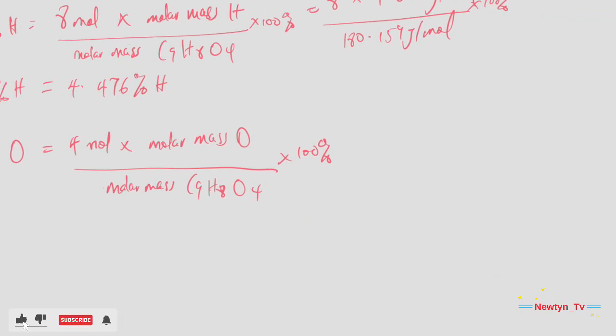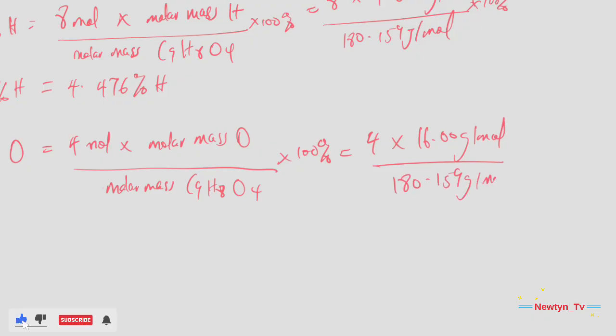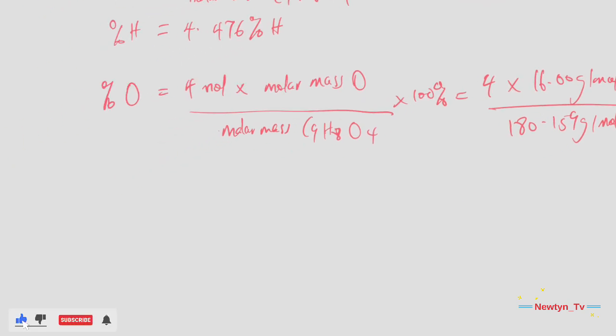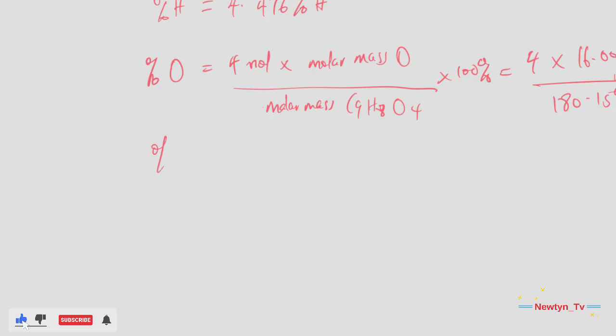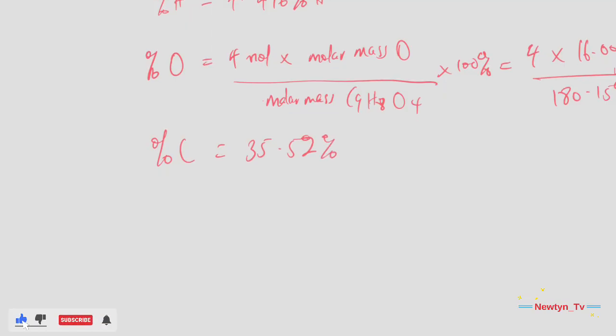Then when we do that, we should get 4 times oxygen. The oxygen is 16, so 16.00 grams per mole, divided by the total, which is 180.159 grams per mole, times 100%. Then when we do that, we should get oxygen to be 35.52%. So that is for oxygen.